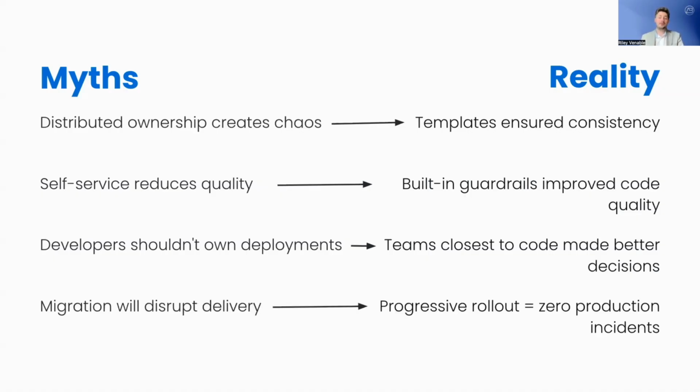Finally, teams worry that migrations will disrupt delivery. We used a progressive rollout strategy. We started with low-risk projects, learning from each migration, and gradually moved to more critical systems. The result was zero production incidents during the entire migration. These aren't theoretical benefits. This is actually what happened when teams made the switch.